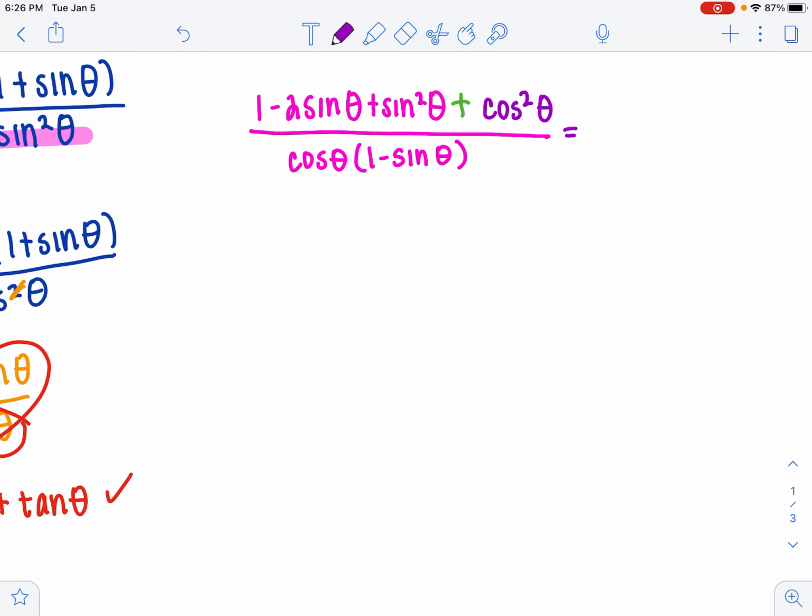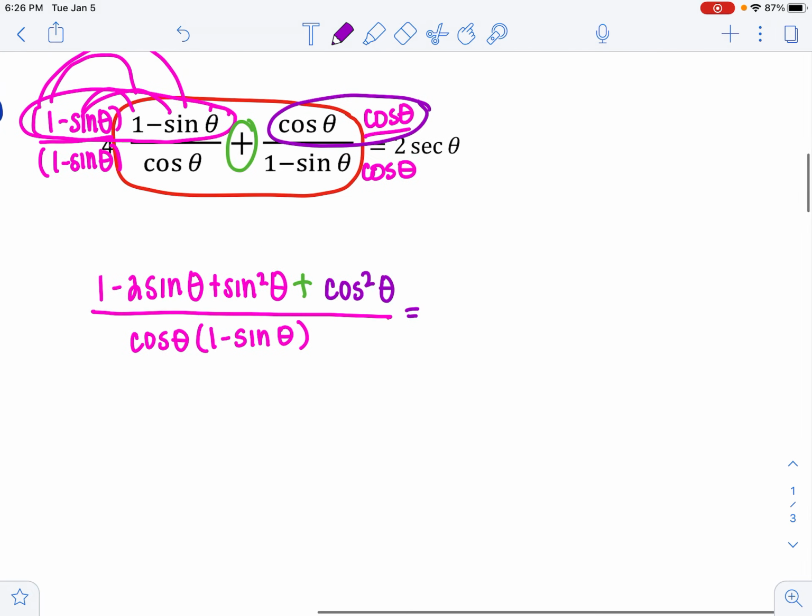Okay, so now I have to decide what I'm going to do next. This is where you really have to think, right? You have to say, okay, what am I supposed to do? I'm stuck. Let's look to see what I'm trying to get at. I'm trying to get 2 secant of theta. Okay, so what does that tell me? This I know is 1 over cosine. And remember, I can't touch this side, so I'm just thinking out loud. 1 over cosine. I have a cosine in the denominator.